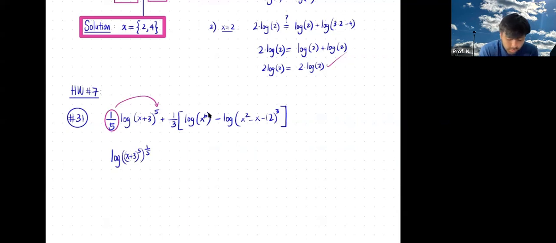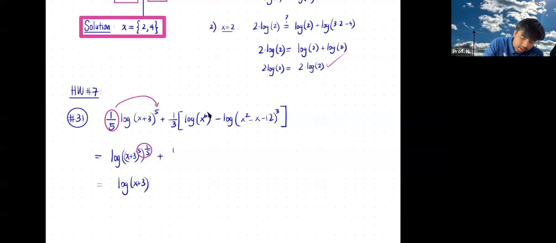The whole point is what? What's 5 times the 1/5? When you multiply the powers, 5 times 1/5 is 1. So what are you left with? You're left with just log of x plus 3. So this 5 here, this 1/5 and the 5, they cancel out. Nice.